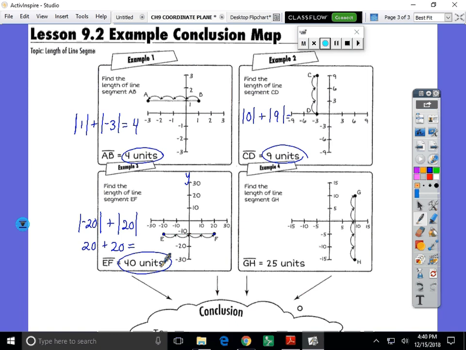And this last one, we gave you another example moving from a positive to a negative, but this time moving vertically. So we're going to apply kind of the same rules. I could count my hops, 1, 2, 3, 4, 5. But notice they're counting by intervals of 5. So 5 times 5 gets me 25 units.